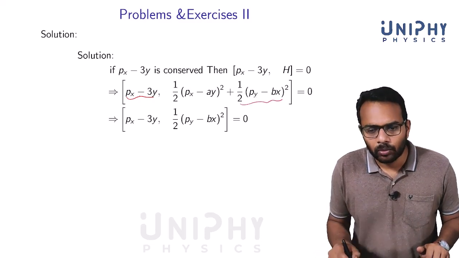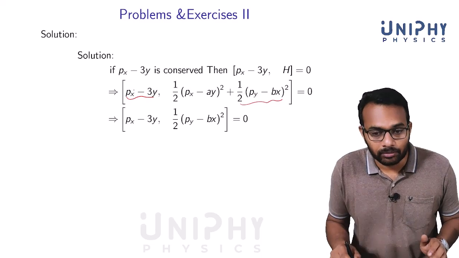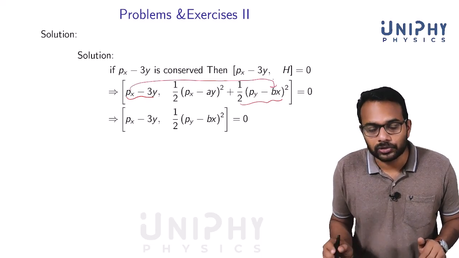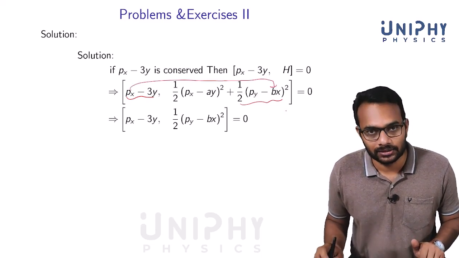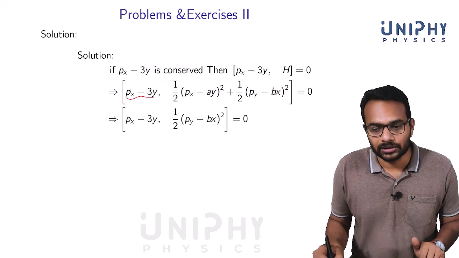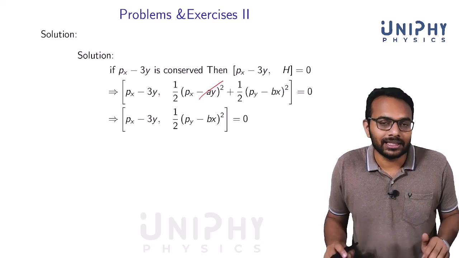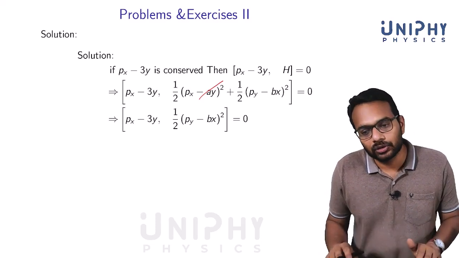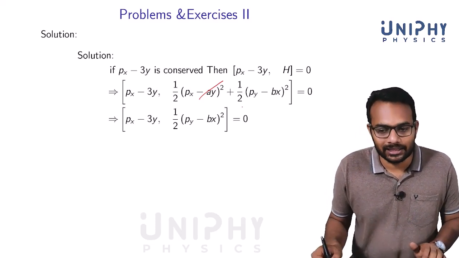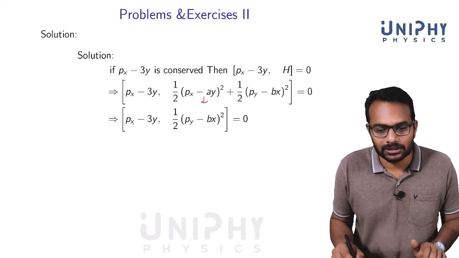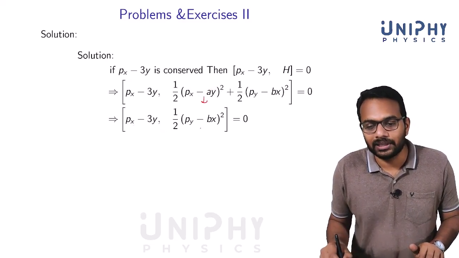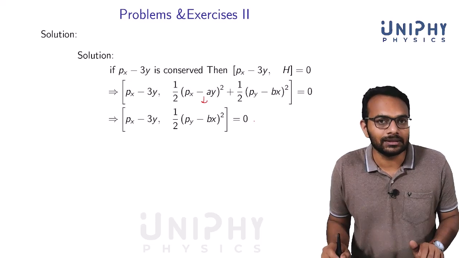Why? Px with Py is 0, fine, but there's this Px with x. The Poisson bracket of Px with x is non-zero, so that's the only thing that's non-zero. So immediately let's drop this term, because even if we expand and do it, we'll get Poisson brackets which are 0. So let's discard it immediately and reduce this to Px minus 3y with half of (Py minus Bx) whole square is equal to 0.